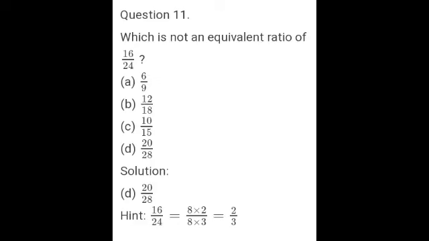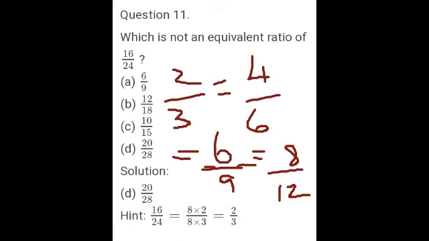Now for the 11th one. Question number 11. Which is not an equivalent ratio of 16 by 24? So 16 by 24 is the largest fraction. Let's divide by 8 to get a smaller number to find the equivalent fractions easily, because 16 and 24 are multiples of 8. 16 divided by 8 is equal to 2 and 24 divided by 8 is equal to 3. So now 2 by 3 is the fraction. Now we can find the equivalent fractions for 2 by 3.